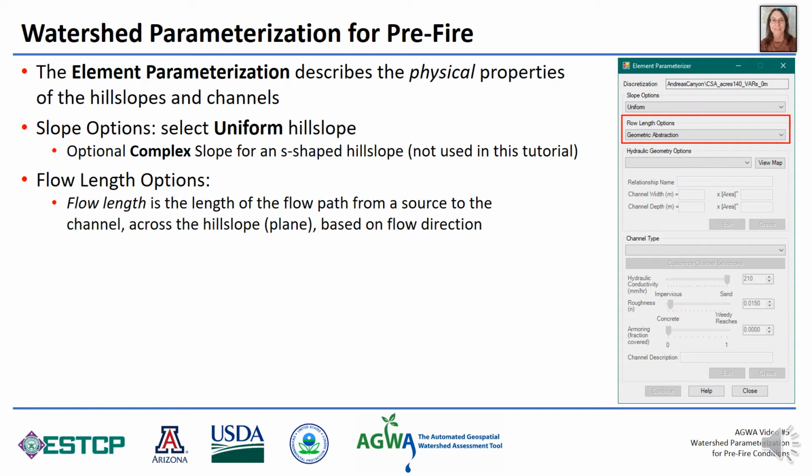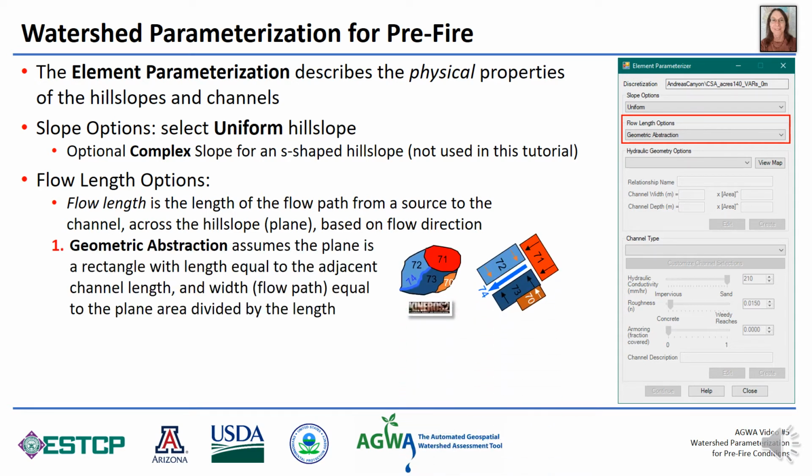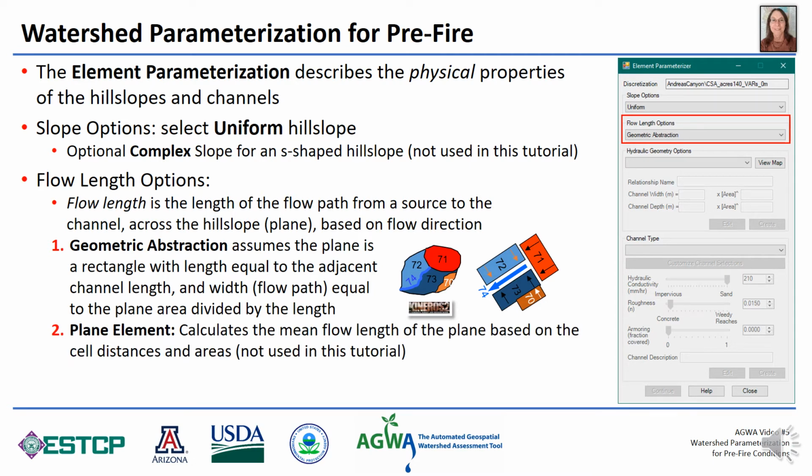Next, we identify the flow length. This is the length of the water flow path from a source on the hill slope to the channel across the hill slope or plane, and is based on the flow direction. There are two flow length options. The first is geometric abstraction. This assumes that the plane is a rectangle where the length is equal to the adjacent channel length and the width or flow path is equal to the area of the plane divided by the length. The second option is the plane element. This option calculates the mean flow length of the plane using cell distances and areas. We're not using this option, so select geometric abstraction.